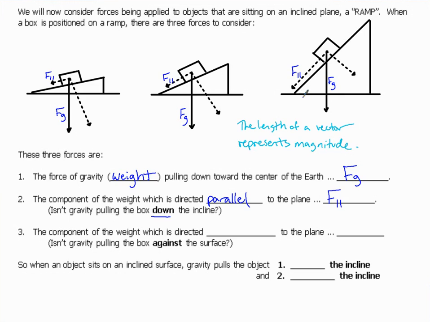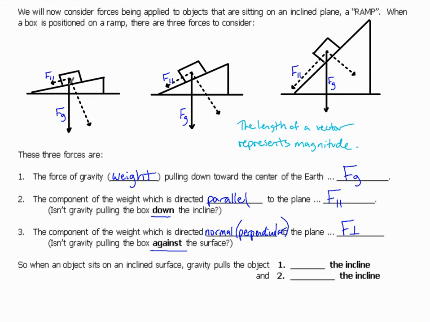The third one is the component of the weight which is directed normal, which means perpendicular, to the plane. Normal is a term that means perpendicular or 90 degrees. So the component of the weight which is directed perpendicular to the plane is written like this. This is the force perpendicular, or the perpendicular force. This is the part of gravity pulling the box against the surface.